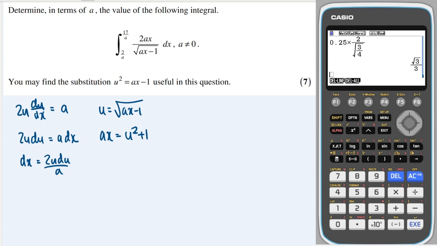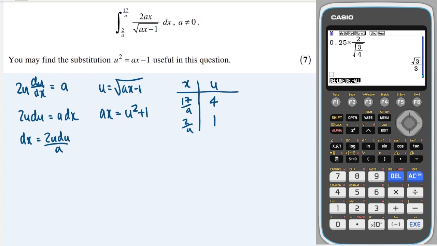And I'm also going to need to rejig my limits. So in terms of x, I have 17 over a, and I have 2 over a. So in terms of u, I'm going to sub into here, so 17 over a times a is 17, minus 1 is 16, square root it gives me 4. And 2 over a times a is 2, minus 1 is 1, square rooted is 1. Okay, I think we are ready to go. So we're going to be integrating between 4 and 1.